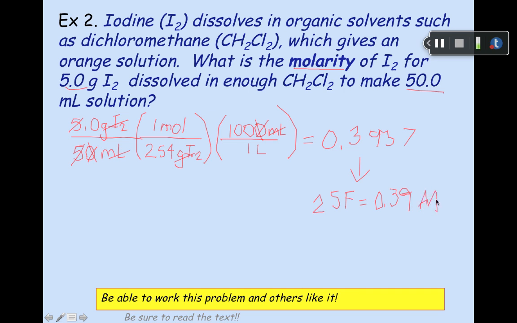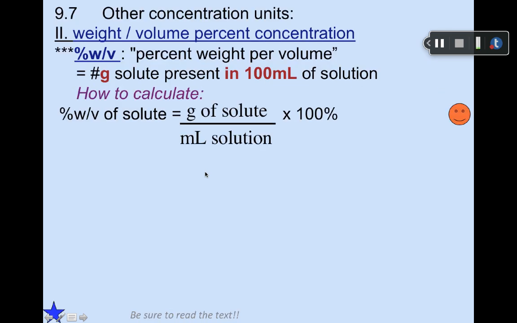Not a hard problem to do, but make sure you recognize that all of these problems require conversion steps, and make sure you follow through to use things like liters to milliliters and molar masses as needed. Always this solute divided by solution gives you a concentration.